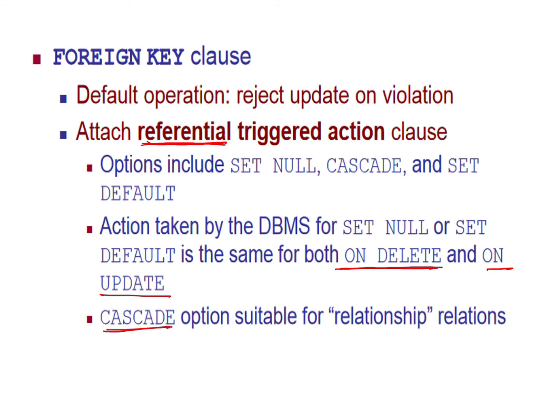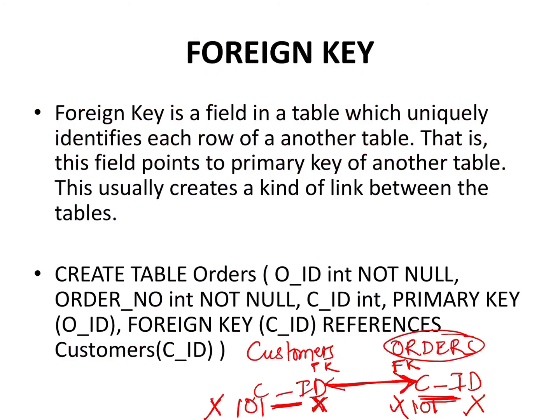The moment I say on delete cascade, it means that the moment 101 is deleted from the primary table, wherein it is a primary key, automatically the same entry for the customer ID 101, the entire row, will be deleted from the child table, that is orders. Why is it a child table? Because it has the foreign key here. Okay, so that is the meaning.